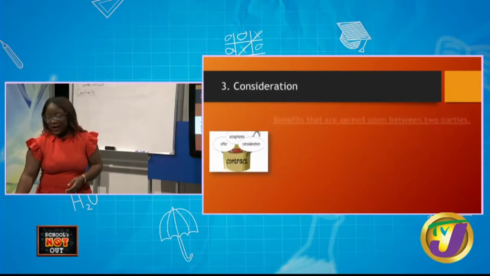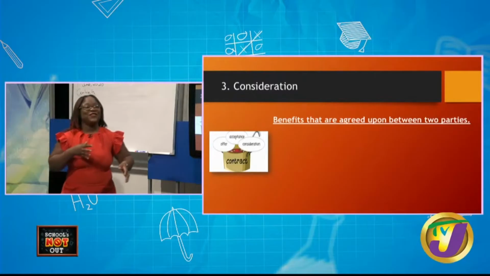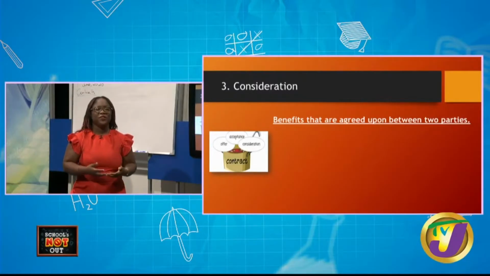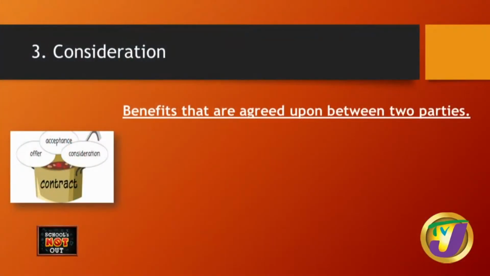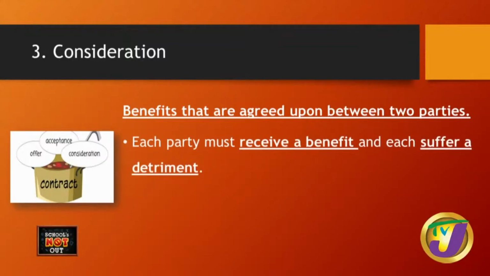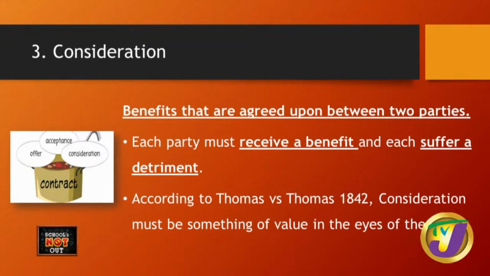Okay, now let's look at consideration. Consideration is what we may term as something for something. And of course, there are more accurate or more on-point legal definitions of this term. So a consideration is where the parties benefit. These are benefits that are agreed upon by both parties. So what will you benefit? In exchange, what benefit will I reap from our contract? Each party must get a benefit, and each may suffer a detriment. So basically, one person is giving up something in aid of getting something else, and vice versa. All right. And according to Thomas versus Thomas, 1842, consideration must be something of value in the eyes of the law. So it's the thing of value that we trade within a contract.